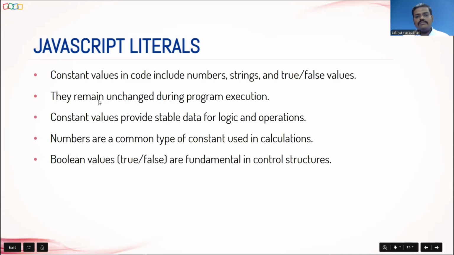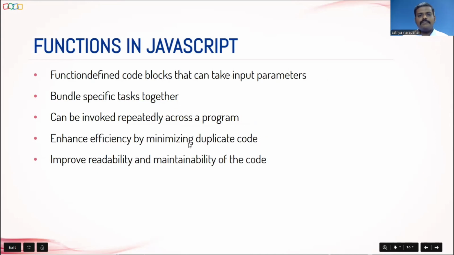Next is JavaScript literals. These are constant values in code, including numbers, strings, and true or false values. They remain unchanged during program execution. For example, the value of pi, 3.14, is not changeable during execution. It is a constant. Constant values provide stable data for logic and operations. Numbers are common types of constants used in calculations. Boolean values, true or false, are fundamental in control structures.